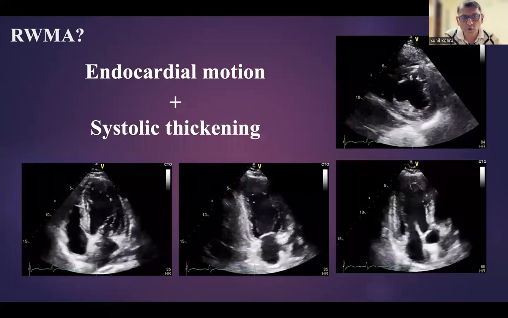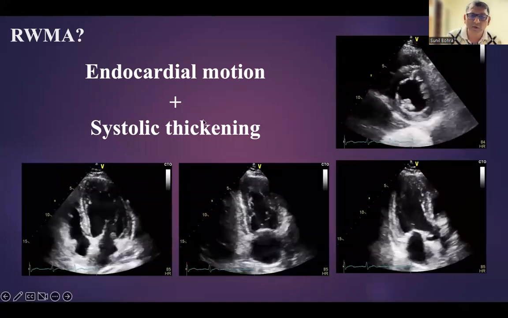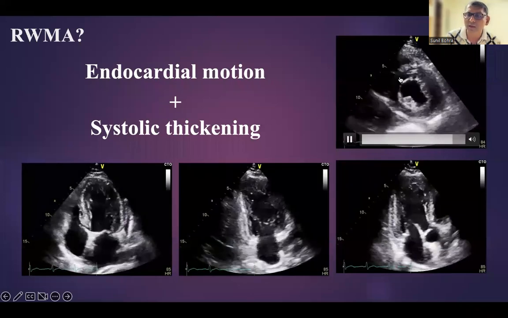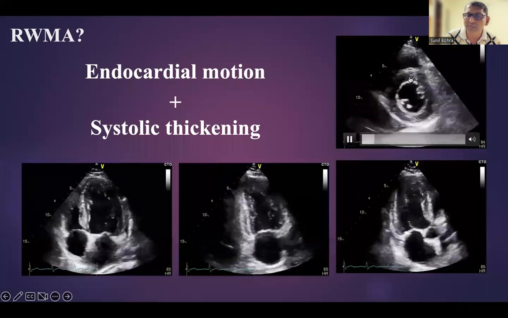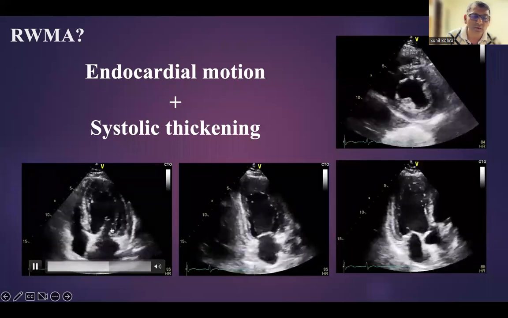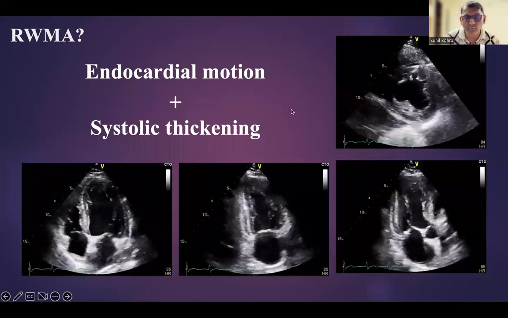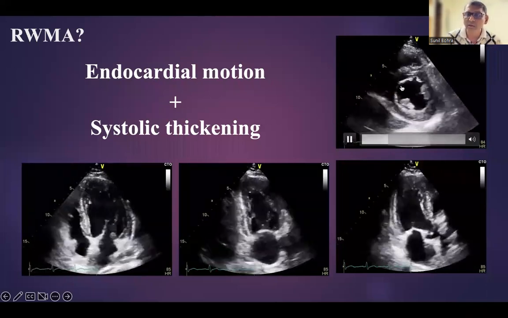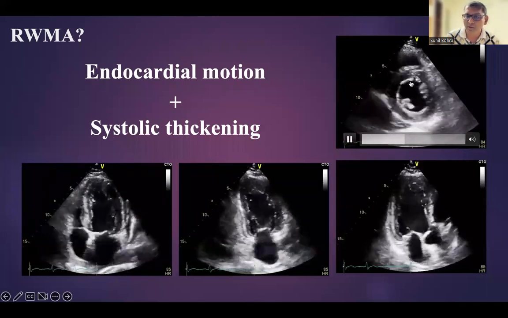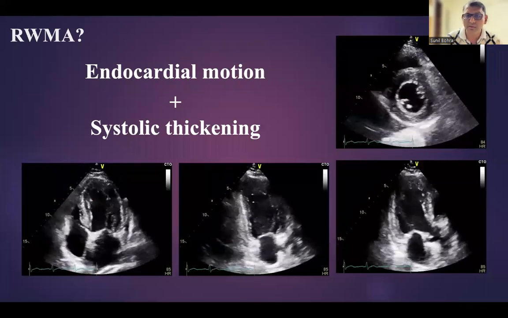So what do I mean by regional wall motion abnormality? Here what we are looking at is endocardial motion and systolic thickening. Here you can see in the short axis, you're seeing this endocardial motion, and you are also seeing that the LV has some systolic thickening, which is happening in all these views. So whenever we are assessing the regional wall motion abnormality, we are looking at both of them. We need to look at how the endocardium is moving towards the center and also how much the myocardium is thickening. So this is what we mean by looking at wall motion abnormalities.